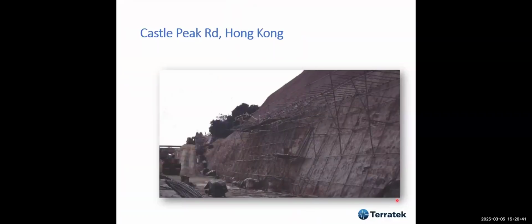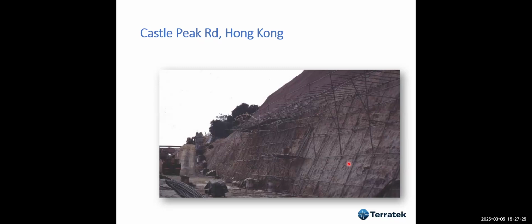Anyway, while I was in Hong Kong, I approached the Geotechnical Engineering Office, the GEO of Hong Kong, and I had the possibility of visiting a few sites to learn from them. And this is one of the projects I visited, Castle Peak Road. This is on the island, Hong Kong Island, and I visited the site. As you see here, very interesting. This part of the scaffolding is steel, but most of it is made of bamboo. For the first time in my life, I saw lots of bamboo being used for scaffolding.